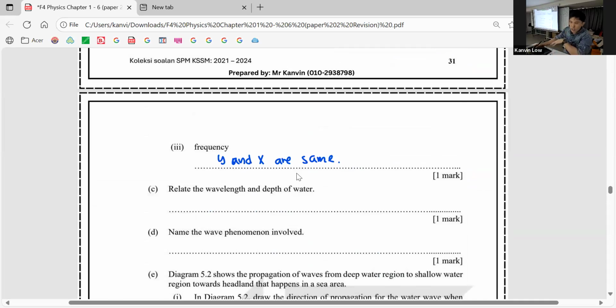Okay, then second thing, students, now relate. In physics, they love to ask you to relate. So when they ask relate questions, what do you need to write? Increase, decrease, decrease, increase, greater, smaller, and so on. So for this one, wavelength and also the depth of water. The depth of water increases, then what happened? The wavelength increases.